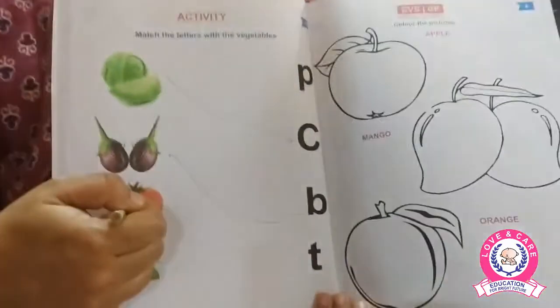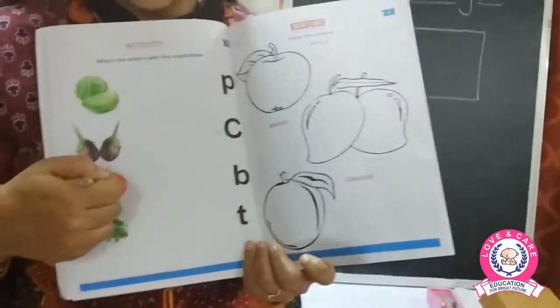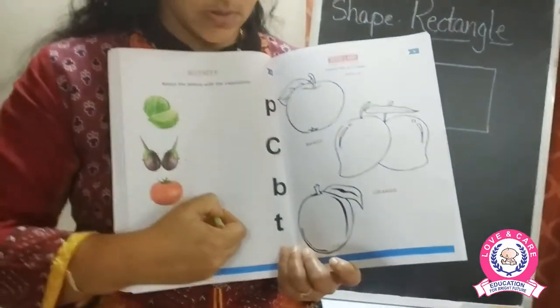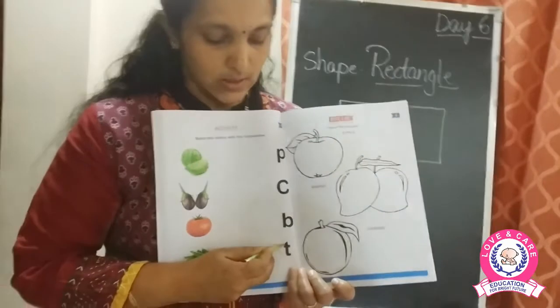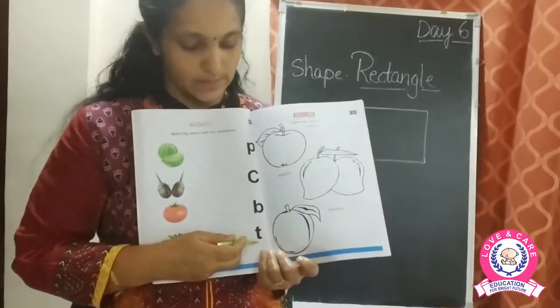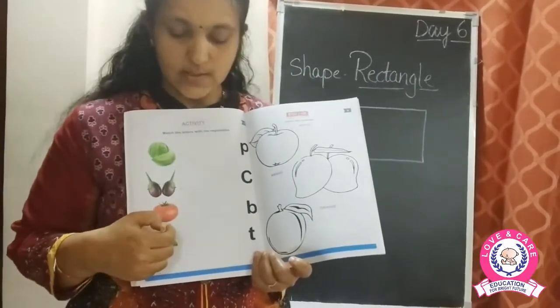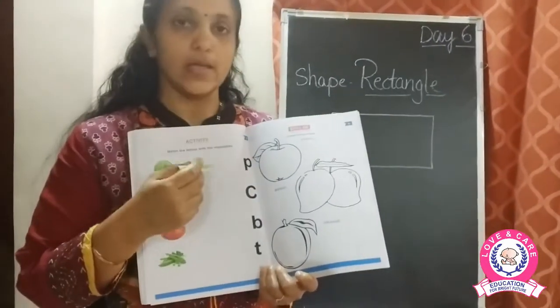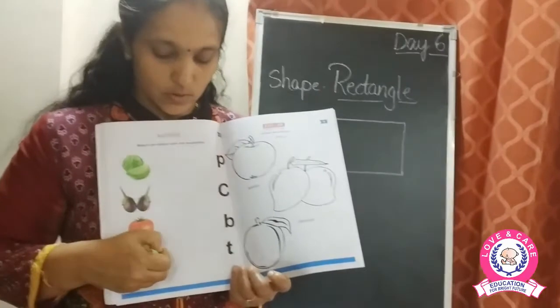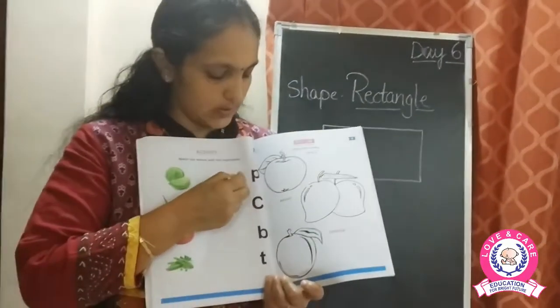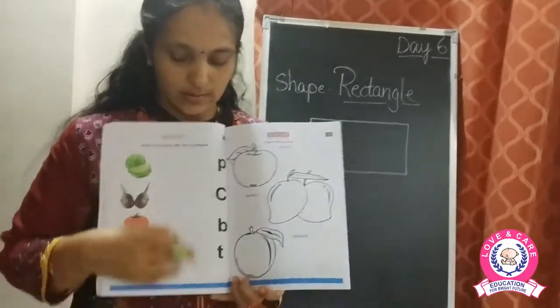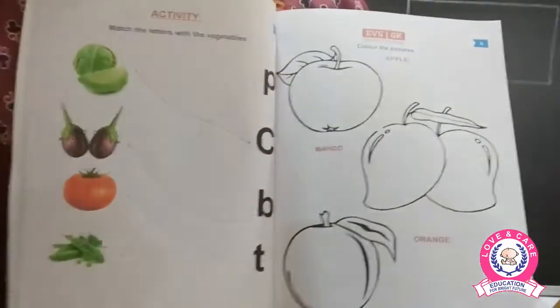Now the next picture here is the picture of a tomato. So T means T. So you have to match the picture of tomato with the letter T. This is the small letter T. Now the next is the peas, green peas. So it starts with the letter P. So you have to match green peas with the letter P. So here we have finished matching the letters with the vegetable name.